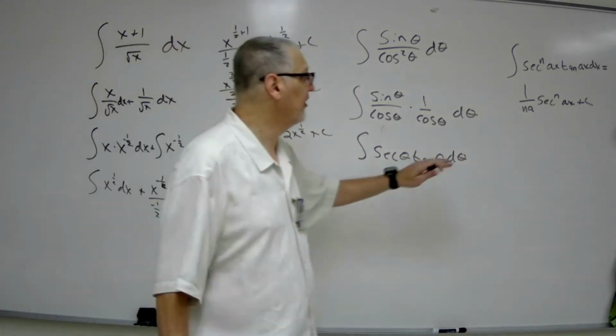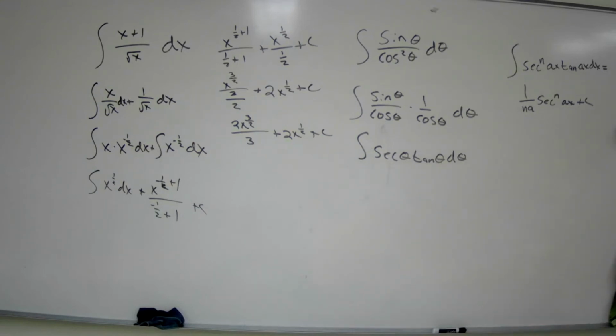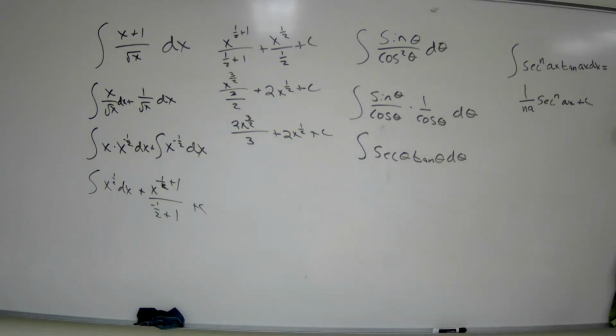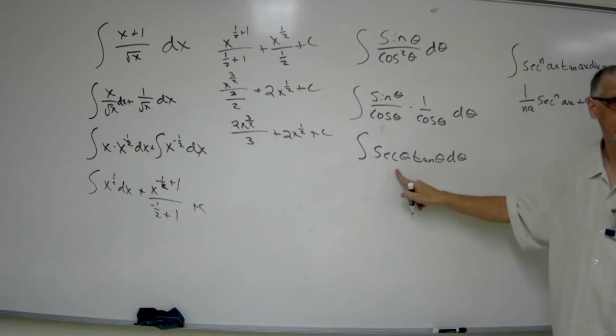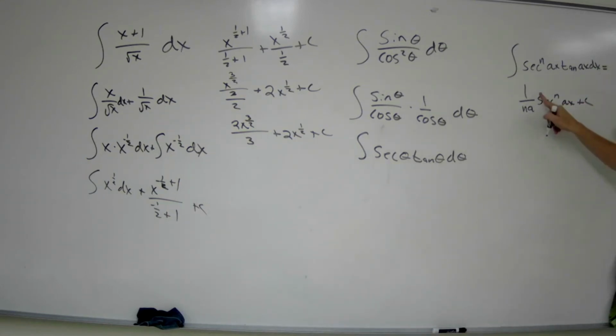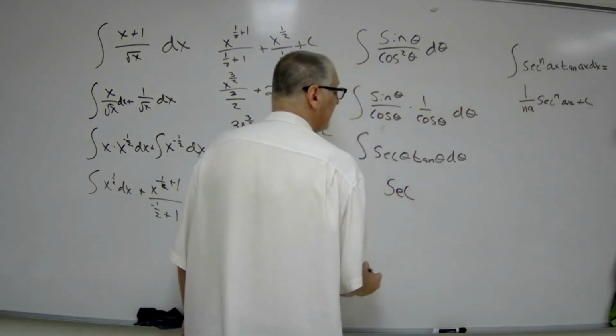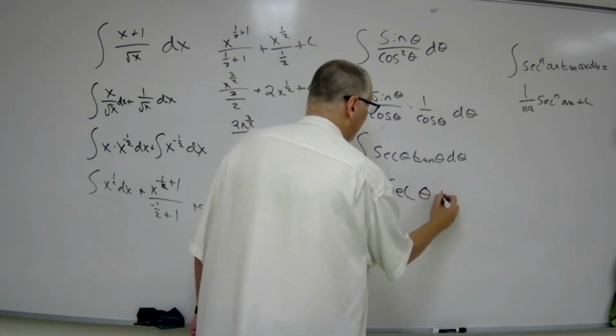Voila. Now it's starting to look like this, right? What's my A in secant and tangent? 1. Have to be the same number because it's A and an A. What's my N on secant? 1. So what does this integrate to? 1 over 1 times 1, which is 1. Secant to the N, what was my N? 1. So secant, my A was 1. So this just becomes secant theta plus C.